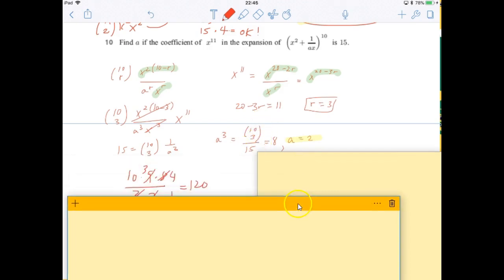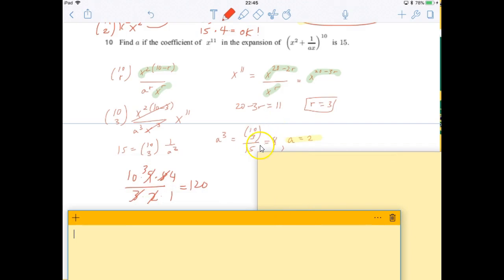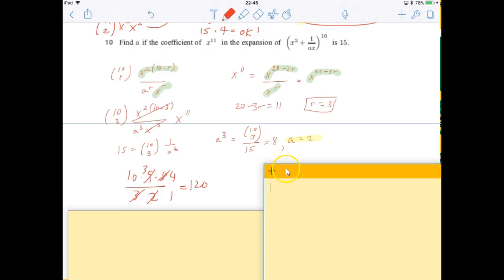Hold on, we're at the home stretch. 10 chooses 3, if you do it without the calculator, is 10 times 9 times 8 divided by 3 times 2 times 1. The 3 cancels out with the 9, you're left with 3. The 2 cancels out with the 8, you're left with 4. 10 times 3 times 4 is 10 times 12, which is 120. 10 chooses 3 becomes 120. It's divided by 15. That gives you 8. You can use a calculator to do that. A cubed equals 8.